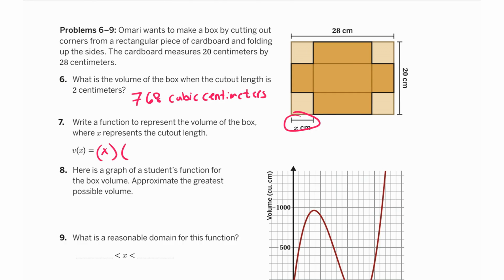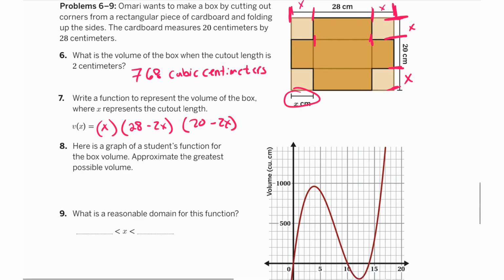Then the length here would be, let's say, 28 minus x minus another x. So 28 minus 2x, because I'm subtracting both of those to get my new length. And then my width here would be the same idea, but it's 20, and then we're subtracting x and subtracting x again. So 20 minus 2x. And so you can multiply it all together if you wanted to get our cubic function, or you could leave it in this factored form here.